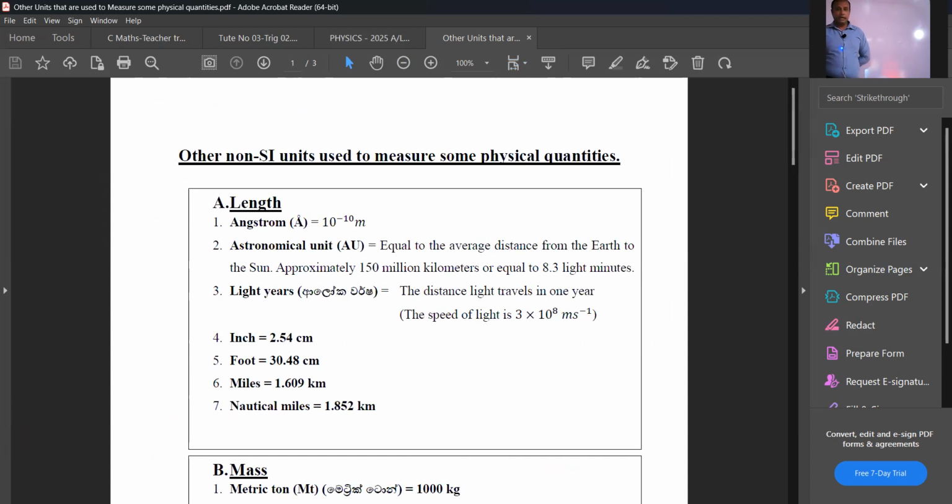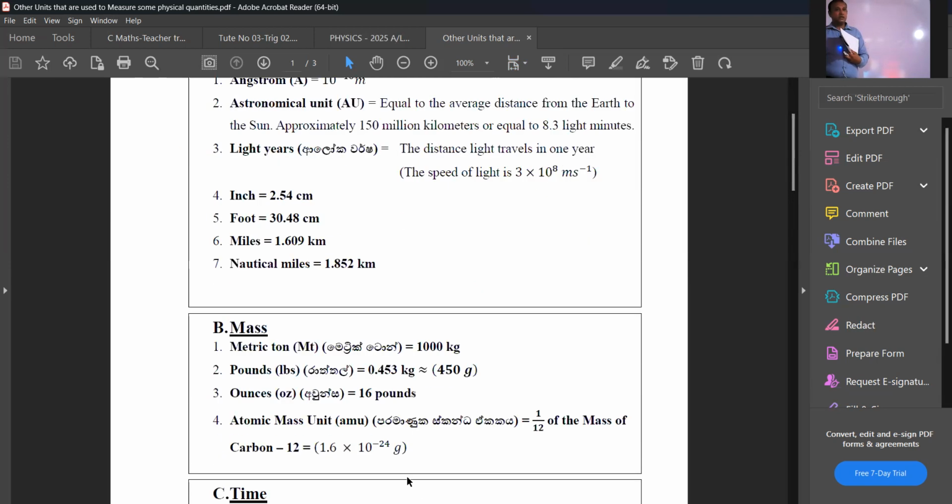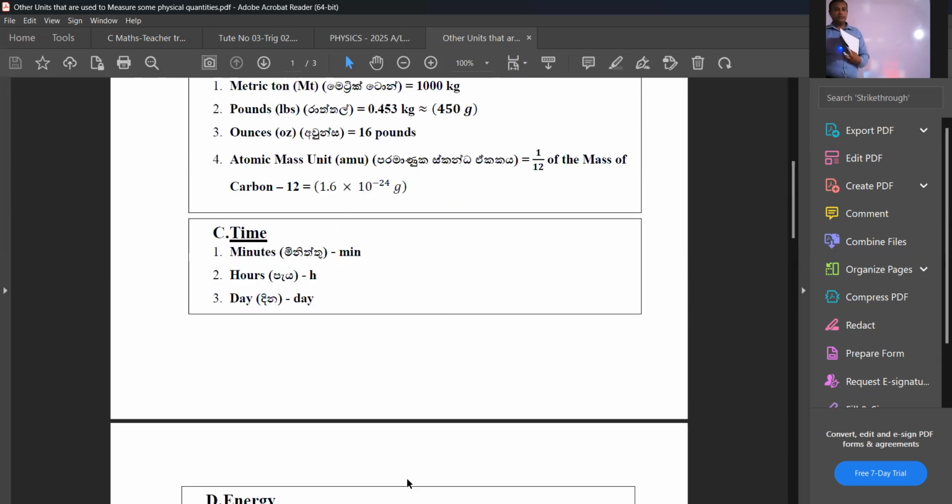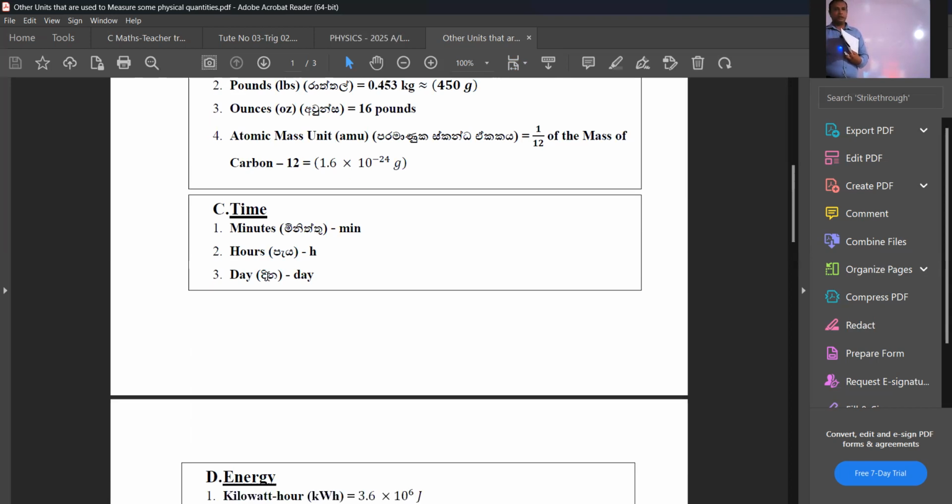What other units can we use to measure physical quantities instead of SI units? Okay, so this note is very important. I have shared that one. If you want to get this one, I can share it again.